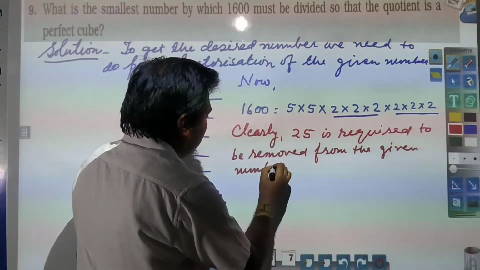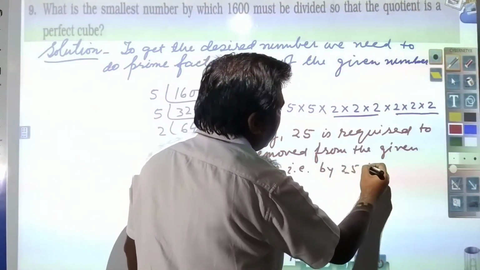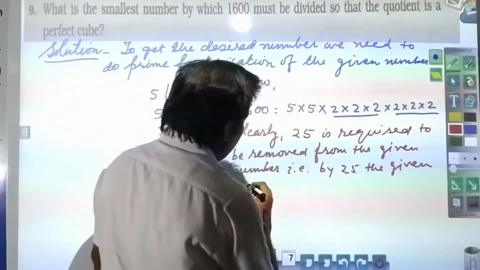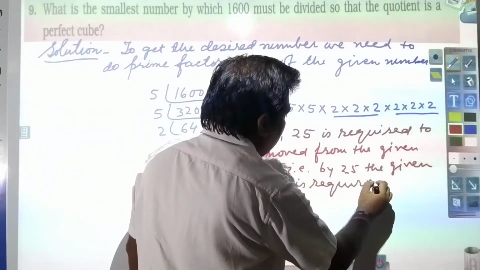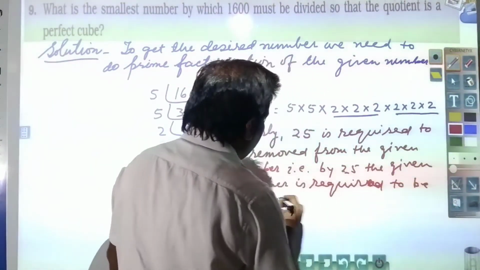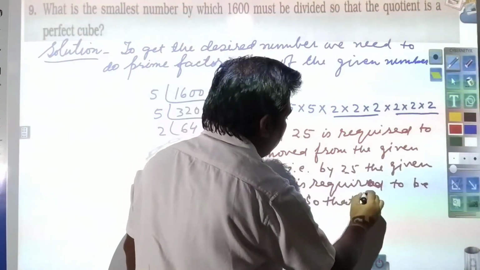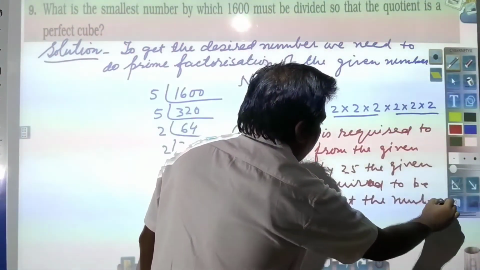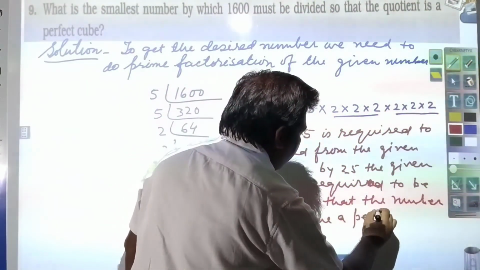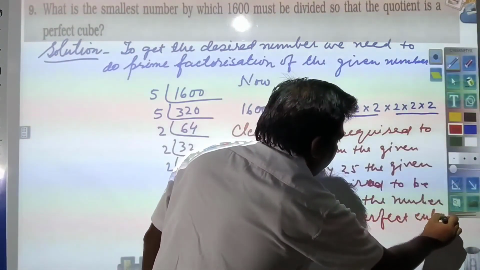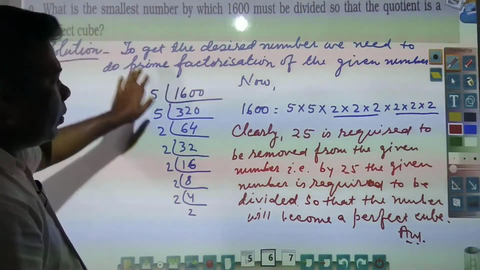So the given number is required to be divided by 25 so that the quotient becomes a perfect cube, and this will be your answer.